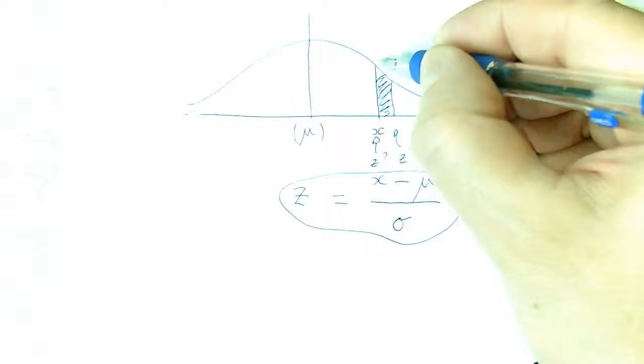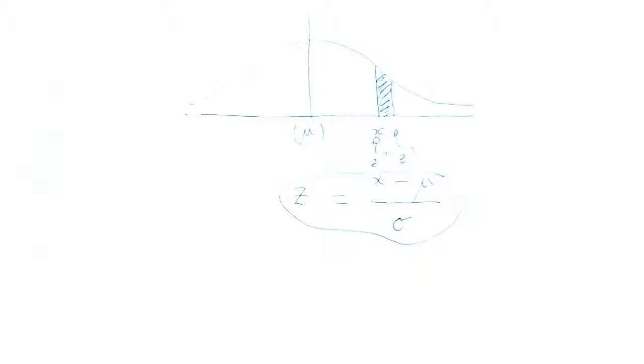So normally I'm going to have a lower limit and an upper limit, and the calculator will cunningly tell me that probability.